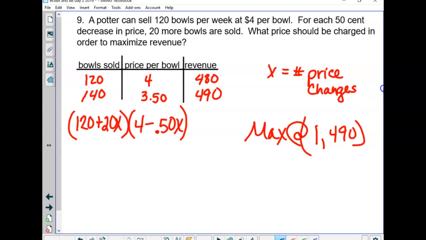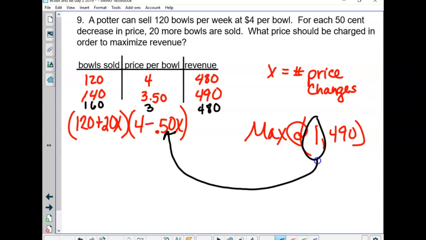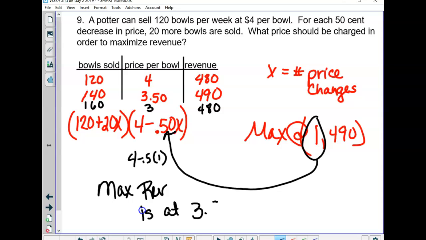Because if we had tried to go up again by 20, this would have gone down to $3 and it would have gone back to 480. Now, when we find the maximum, though, we've got to remember what price should be charged. Got to put the 1 back in here. So the max profit, or revenue in this case, I guess, is at $3.50 per bowl.